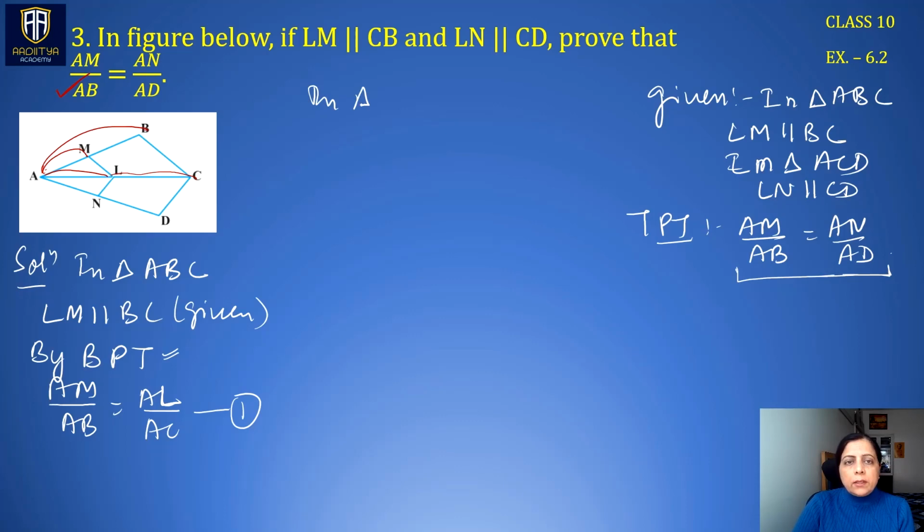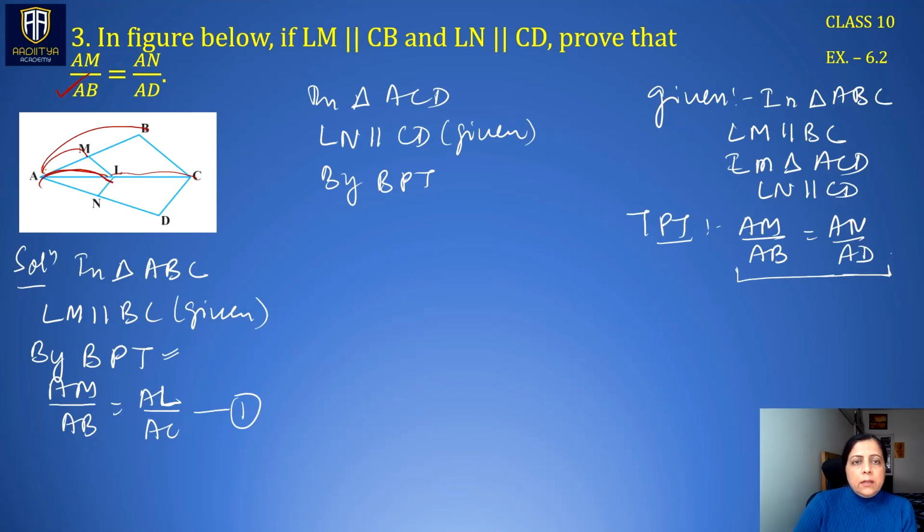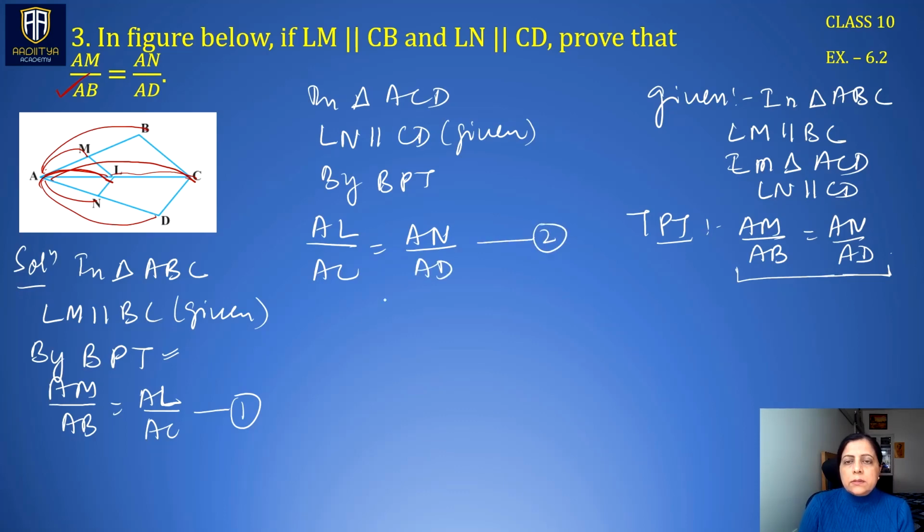Now in triangle ACD, it is given that LN is parallel to CD. Given. So by BPT, you can take this as AL upon AC is equal to AN upon AD, right? So we have AL upon AC is equal to AN upon AD. This is the second equation.